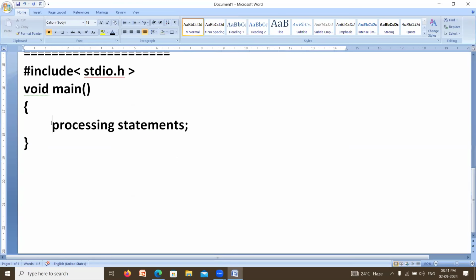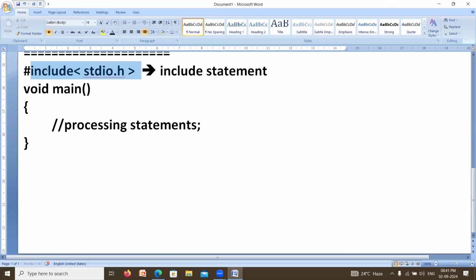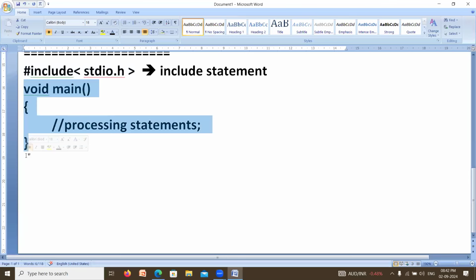I am starting these two within this symbol. So it is the sample C program. In every program, you have to write this line of code. This line is called the include statement. The remaining part is called the main method. The solution is called processing statements.